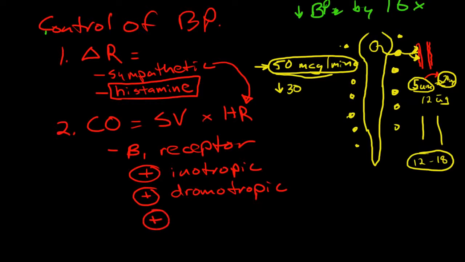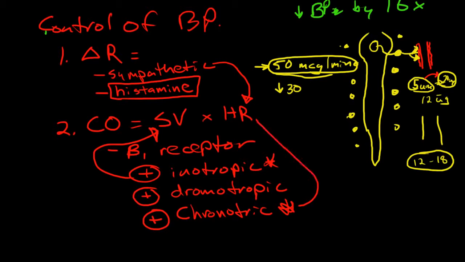and a positive chronotropic response. Now, these two are going to have the most dramatic effect. The inotropic response is going to increase stroke volume by having a more forceful contraction. So you're going to go from an EF of 65% to an EF of 80%. A positive chronotropic response is going to increase heart rate, and both are going to work together to increase cardiac output.